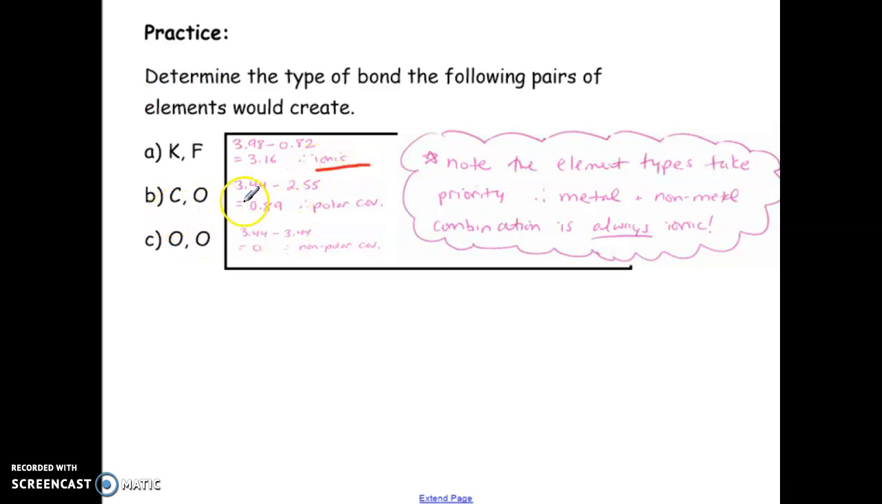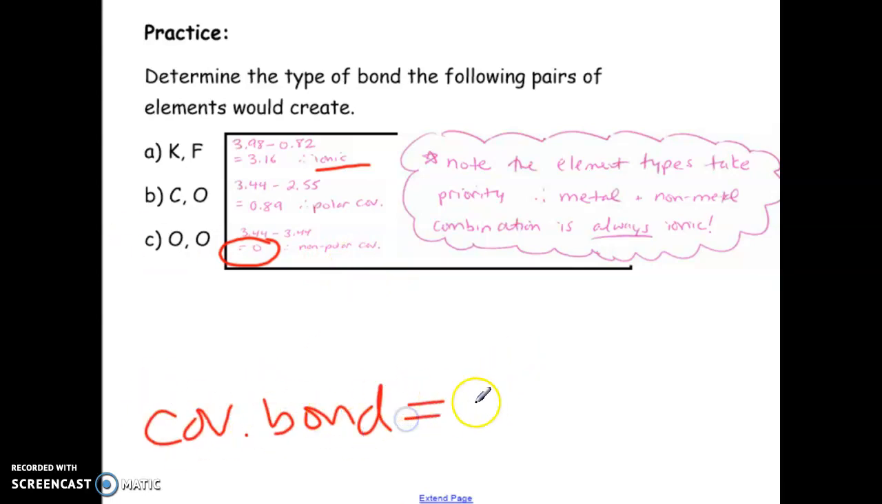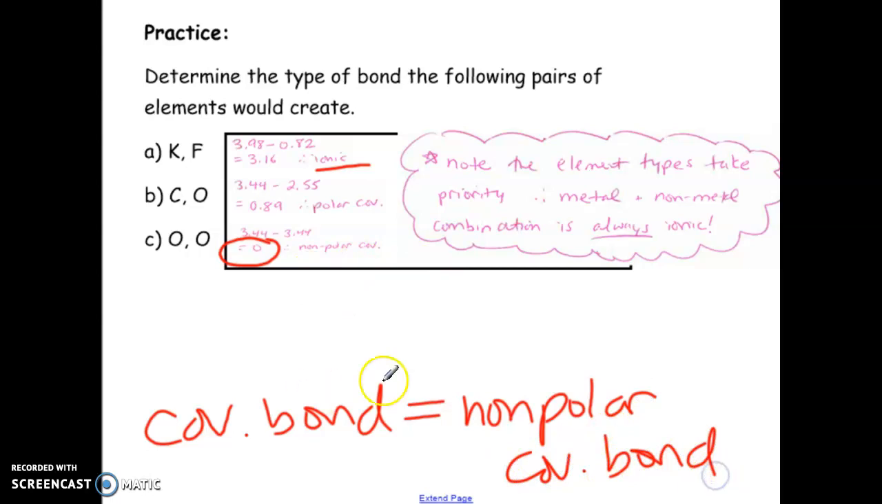For the second one, we have carbon, which is 2.55, and oxygen, which is 3.44. You always do the larger minus the smaller. So in this case, our difference in electronegativity is 0.89, which is polar covalent, or an unequal sharing of electrons. And then oxygen and oxygen, it's the same number minus itself. So the difference there is going to be 0. So it's a non-polar covalent bond. Also, when you say just covalent bond, that automatically means the same thing as saying a non-polar covalent bond. They both mean that the electrons are being equally shared.